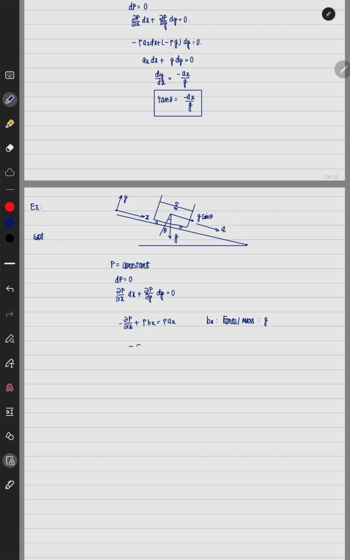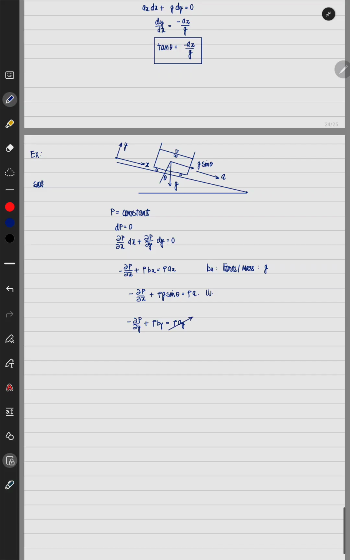So it is given by minus del p by del x plus rho into g sine theta is equal to rho into a. This is the first equation. Similarly, I can write minus del p by del y plus rho into by is equal to rho into ay. Acceleration in y direction is 0, so minus del p by del y plus rho into body force in direction y. The body force in direction y is given by g sine theta in downward direction, so in upward direction it is given by minus g sine theta, rho into minus g sine theta is equal to 0.